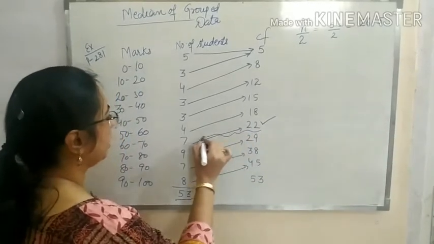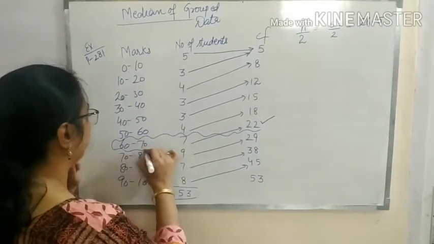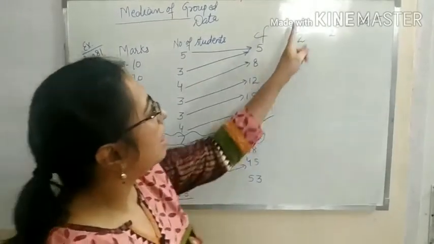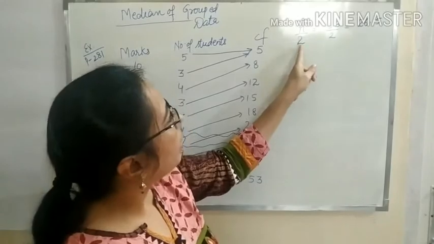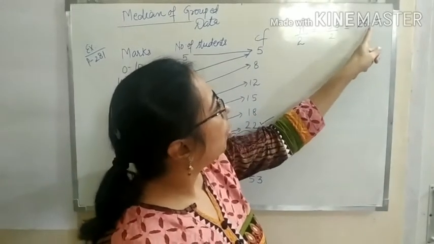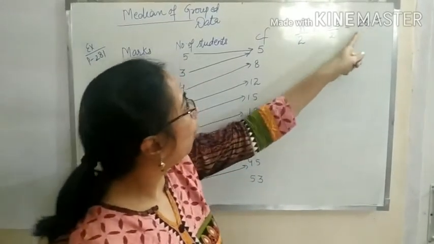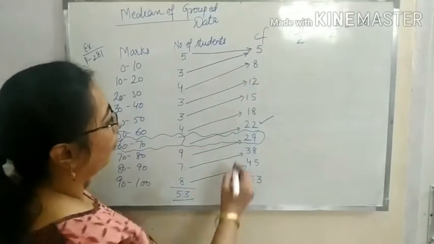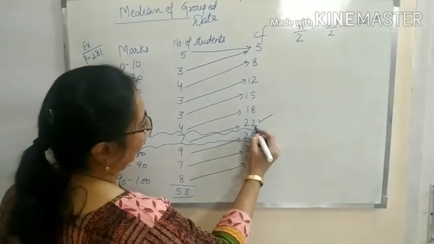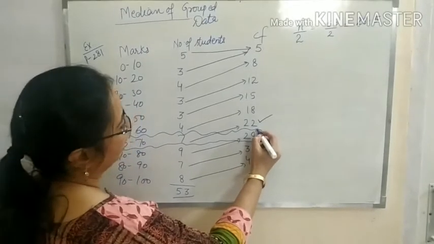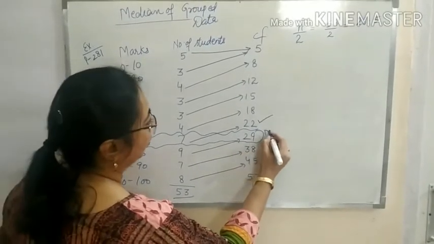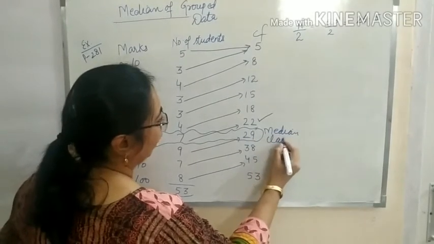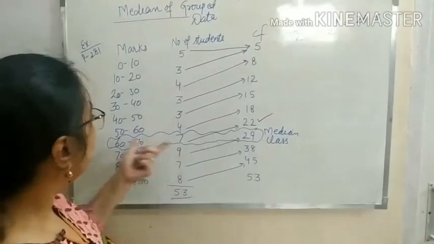So it means this is our median class. To find the median class, we find n by 2 first. The n by 2 value comes out to be 26.5. We have to locate this value in the cumulative frequency column. Where will it exist? After 22 it will come, 26.5. So this is our median class. From this median class we will get all the values of the formula.